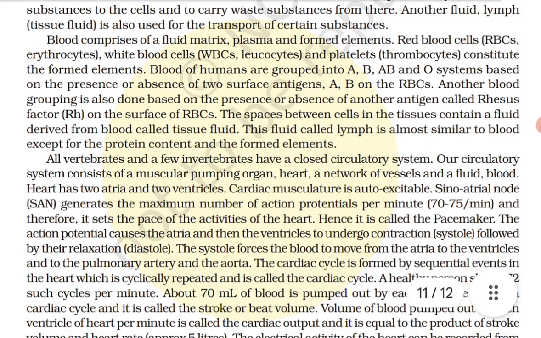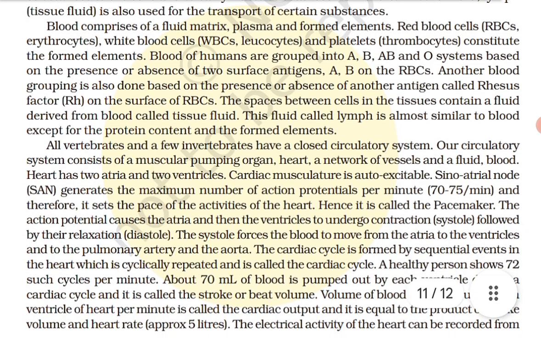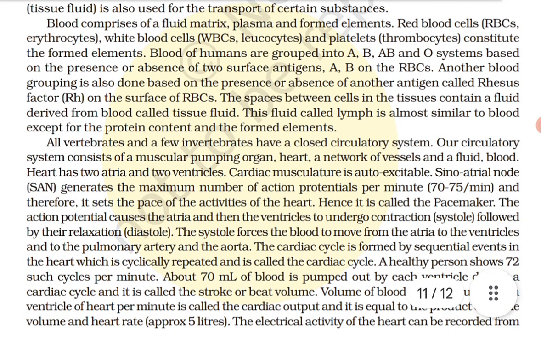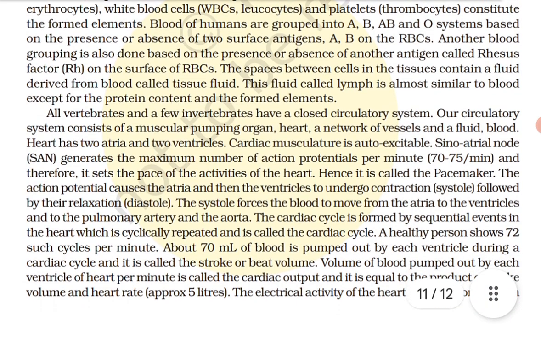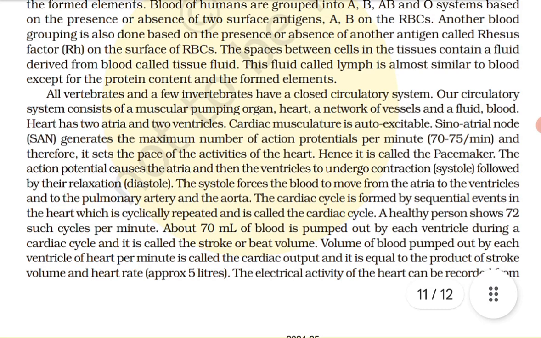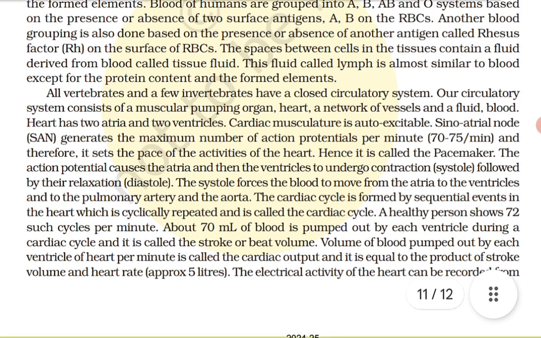The action potential causes the atria and the ventricles to undergo contraction, that is systole, followed by their relaxation, that is diastole. The systole forces the blood to move from the atria to the ventricles and to the pulmonary artery and the aorta. The sequential events in the heart are cyclically repeated and are called the cardiac cycle. A healthy person shows 72 such cycles per minute.